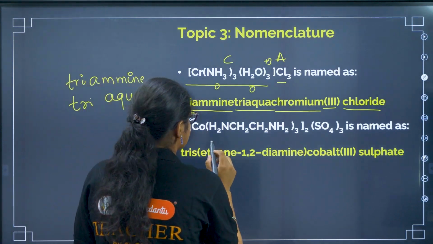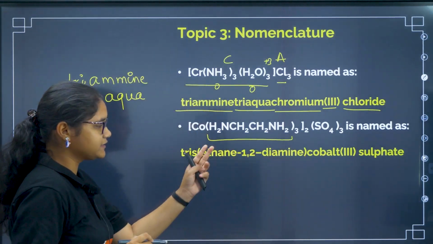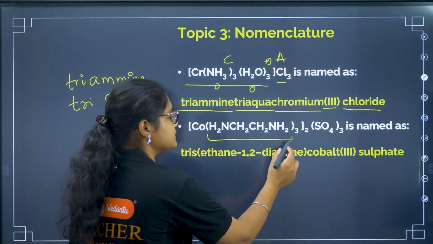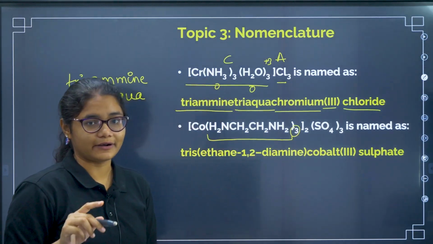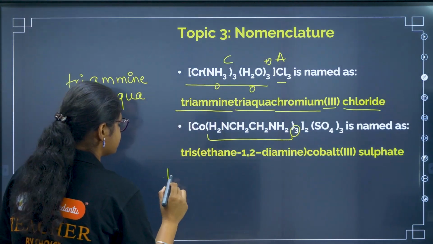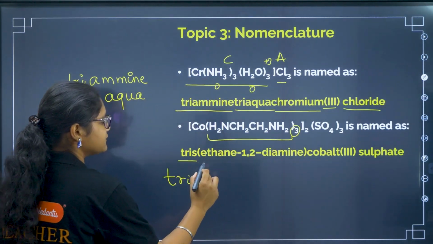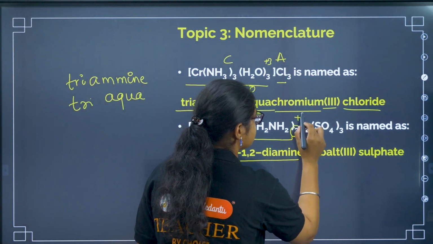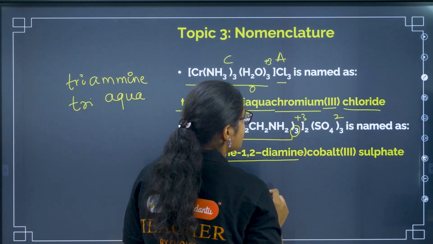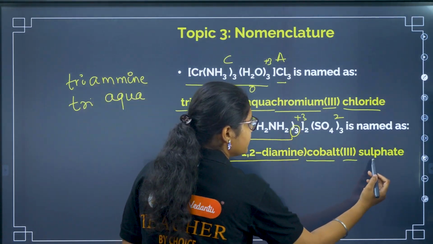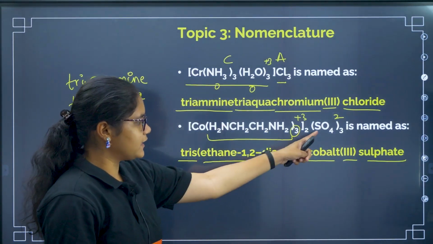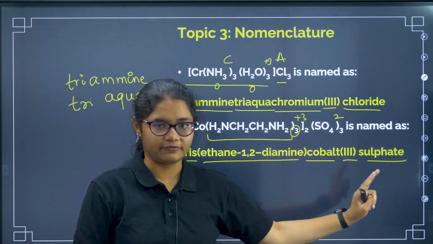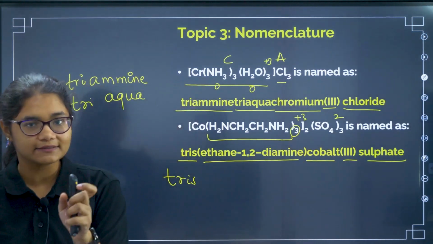Okay, now let us see this one. For such type of ligands, there are 3 such ligands. We will not use the word tri. Rather, we have to use tris. So tris(ethane 1,2-diamine) cobalt, you can check the oxidation state. Here it is +3, here it is 2. So that is why we'll get cobalt(III) sulfate. Again, you see there are 3 sulfate, but I am not writing trisulfate, right? It has to be mentioned only as sulfate.